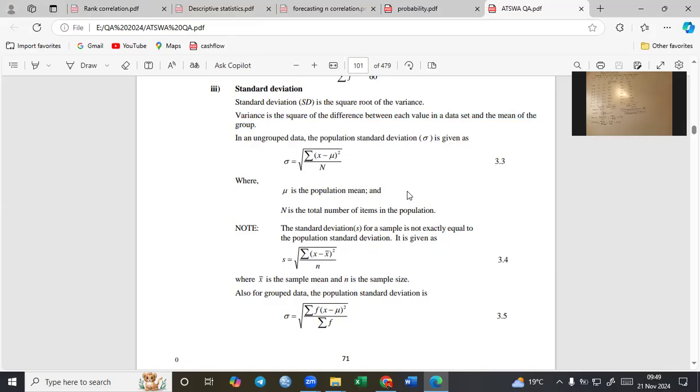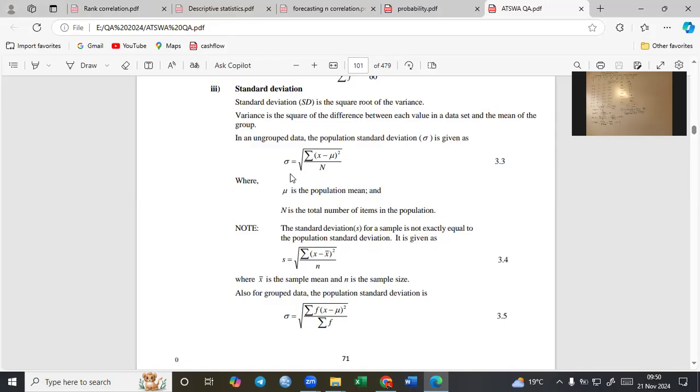That the variance is the square of the difference between each value of a data set and the mean of the group. Now, for population data, the formula is this. Standard deviation is equal to the square root of summation of (x minus mu), that is the mean, squared, and then you divide it by n, which is the total number of items in the population.